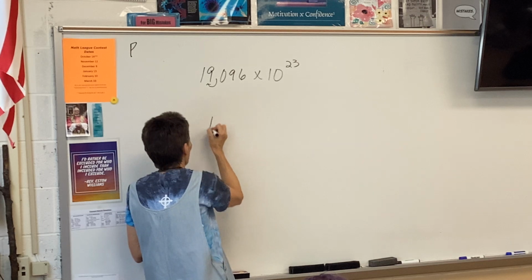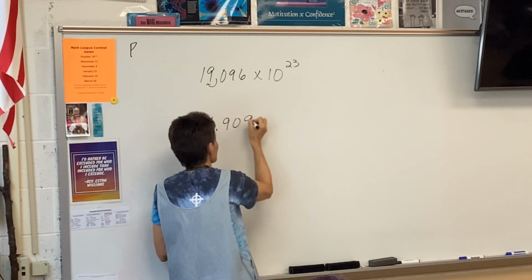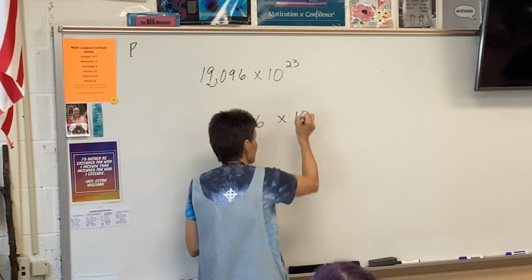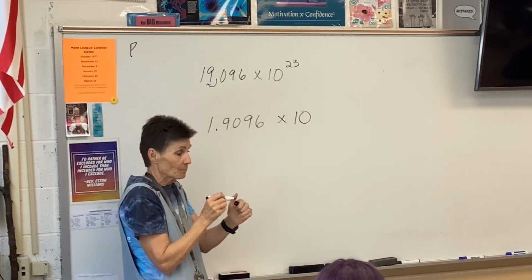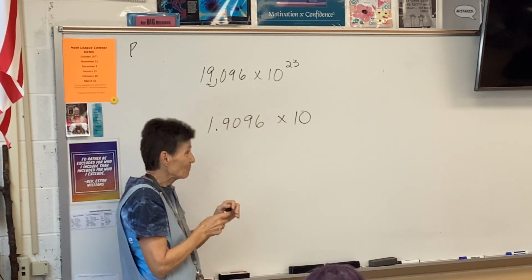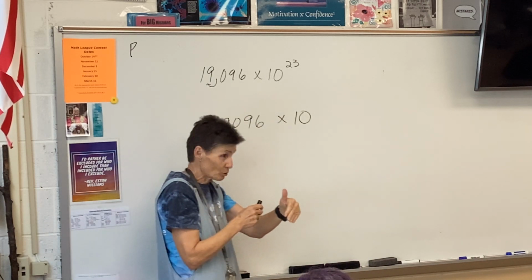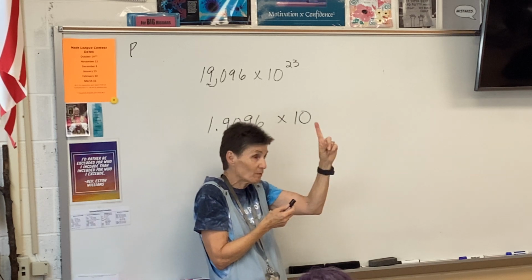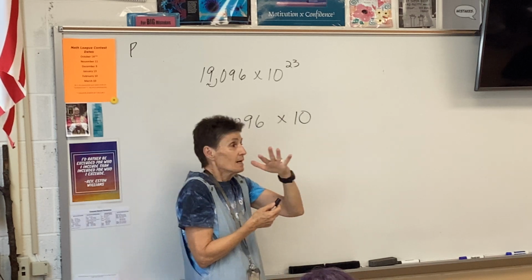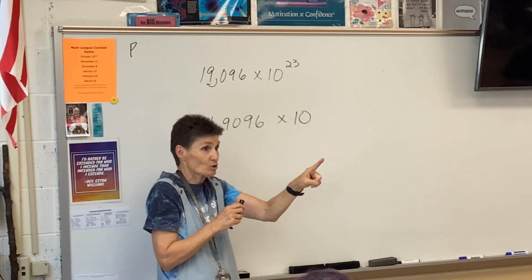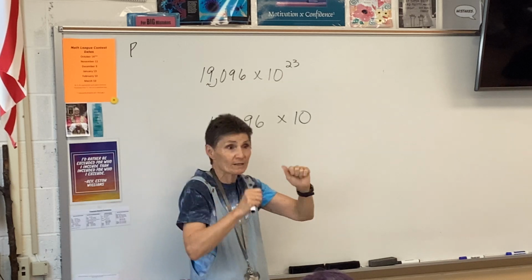So now you're going to have to move that decimal point one place. So it's going to become 1.9096 times 10 to something. Now, it's either going to be 22 or 24. Would everybody agree with that? We moved it one place? I don't know how 24 is correct. So those of you that think it's 24, you are dead on.